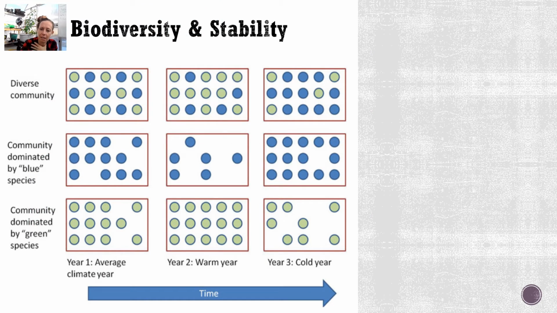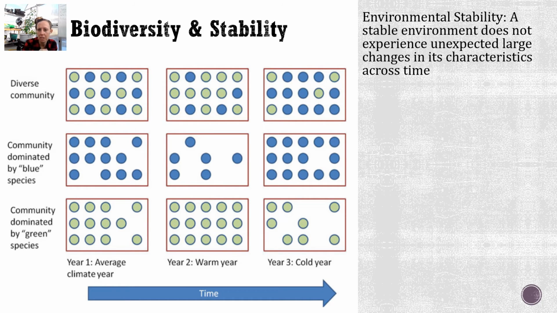Biodiversity and stability. So what we were just talking about, right, is an example of biodiversity and stability. So the more biodiversity you have, the more stable you get. Environmental stability is the fact that a stable environment does not experience unexpected large changes in its characteristics across time. Meaning, if I look at a forest, if I come back in 100 years, as long as there's a lot of variety in the forest, it will still be pretty much the same.